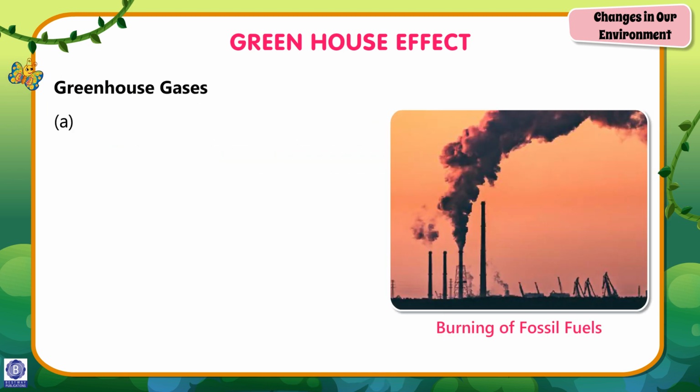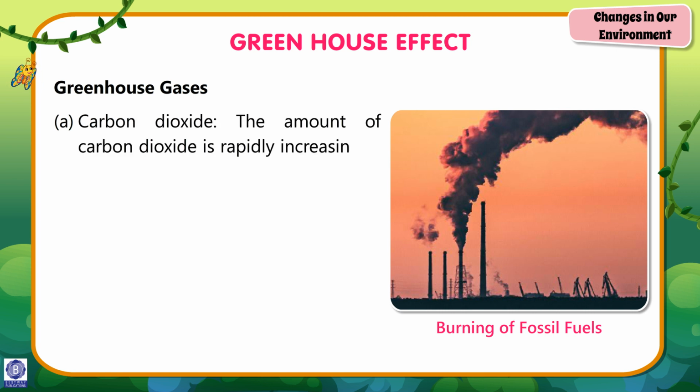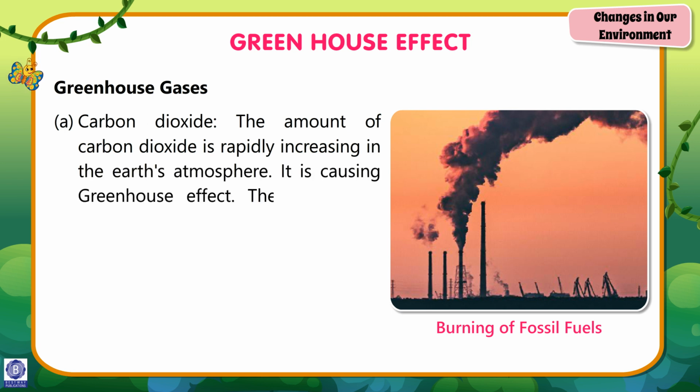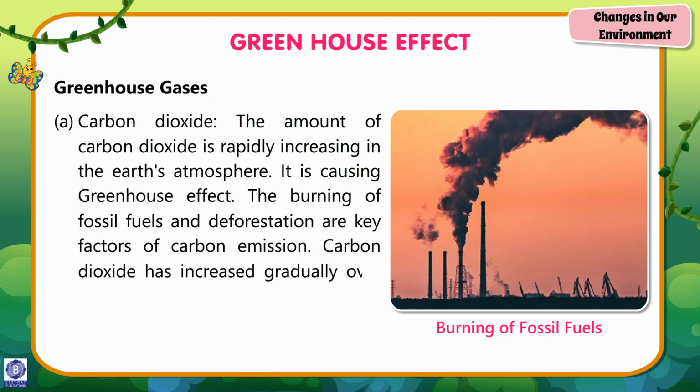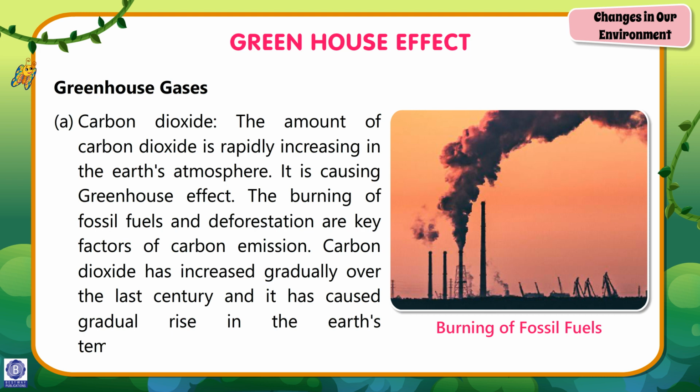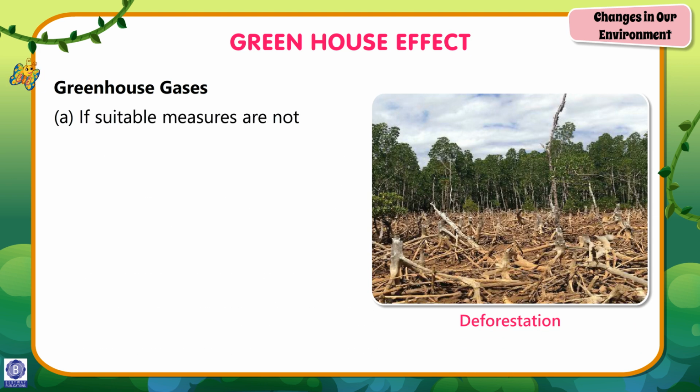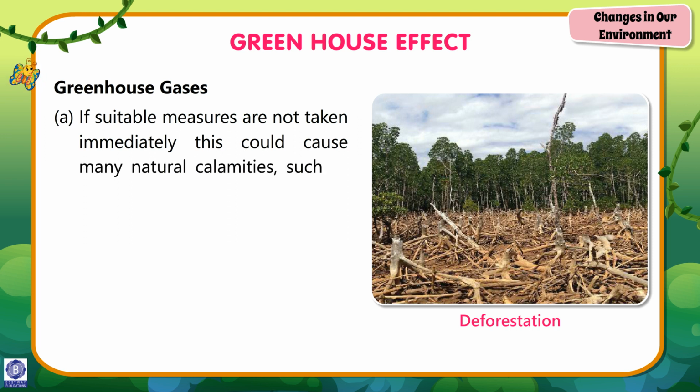Greenhouse gases. A. Carbon dioxide. The amount of carbon dioxide is rapidly increasing in the Earth's atmosphere. It is causing the greenhouse effect. The burning of fossil fuels and deforestation are key factors of carbon emission. Carbon dioxide has increased gradually over the last century, and it has caused a gradual rise in the Earth's temperature. If suitable measures are not taken immediately, this could cause many natural calamities such as flood, drought, etc.